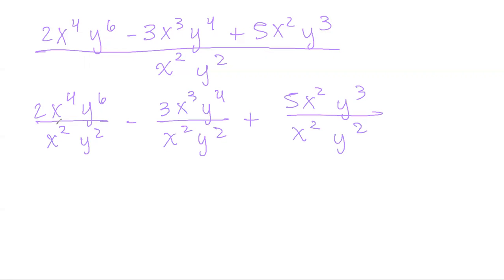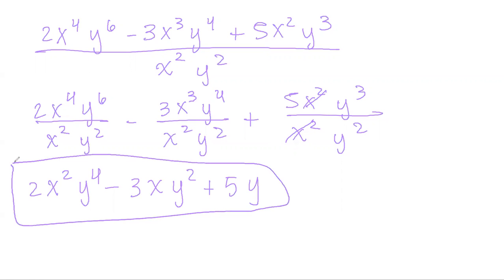Okay, so here, again, step by step, the 2 just tags along. 4 minus 2, so I get x squared. 6 minus 2, so I get y to the fourth, minus, okay, 3 tags along, 3 minus 2, so I have just x, 4 minus 2, and I have y squared. And lastly, again, that 5 tags along, the x's cancel, and I just have y. So that's my solution here.